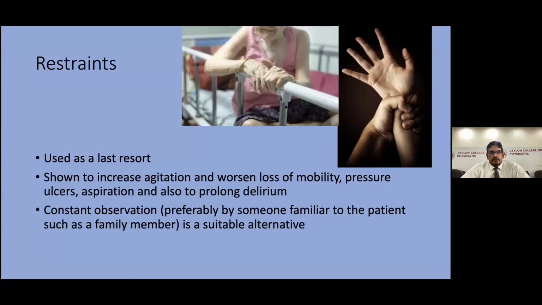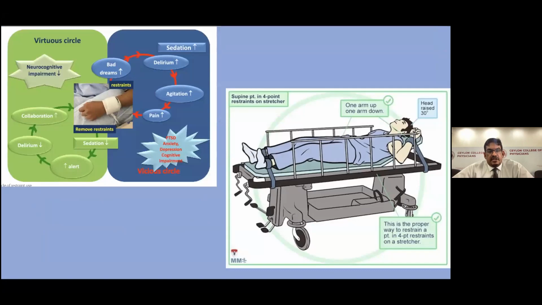Restraints, again, an issue. A lot of problems are there in psychiatric wards as well as non-psychiatric wards. Should be used as last resort because it increases agitation, worsens the mobility, and causes things like pressure ulcers, aspiration, and causes prolongation of delirium. So there is a virtuous cycle and a vicious cycle. As you see, the vicious cycle is with restraint. There is bad thoughts, bad delirium, agitation, pain, all going round and round.